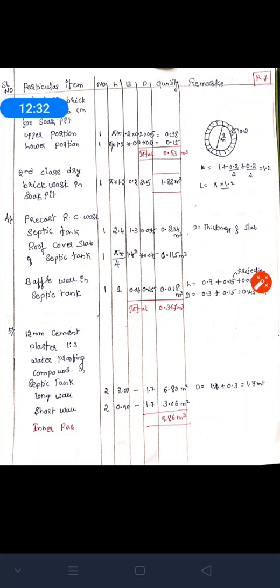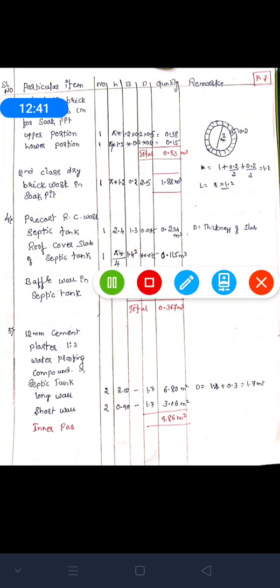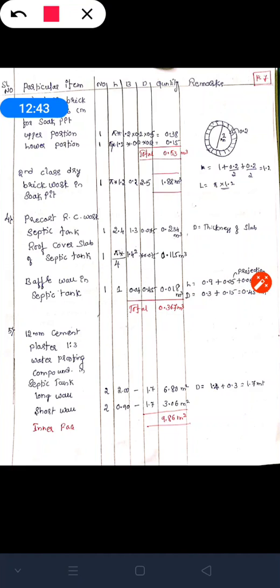Now we move on to the precast RCC work for the septic tank as well as the soak pit. First I will consider the septic tank. The inner dimension of the septic tank is 2 meter plus wall thickness is 0.2 on both sides, 0.2 plus 0.2.